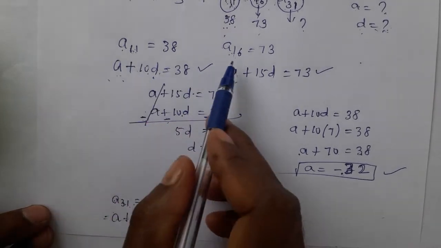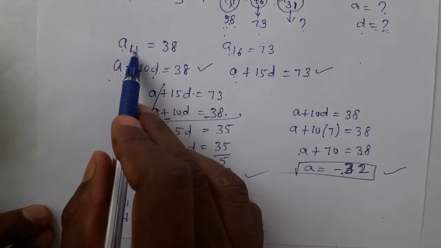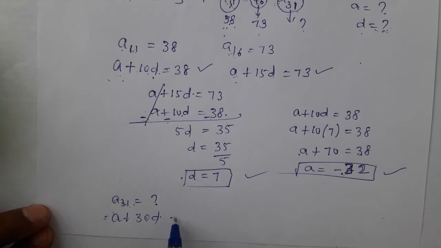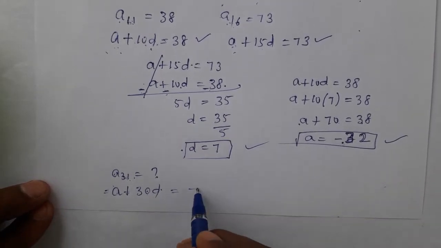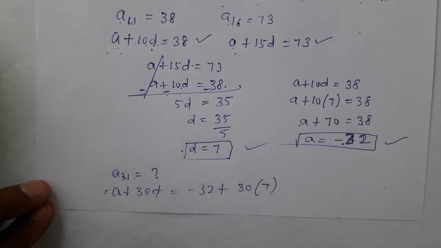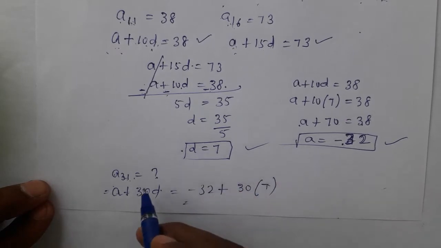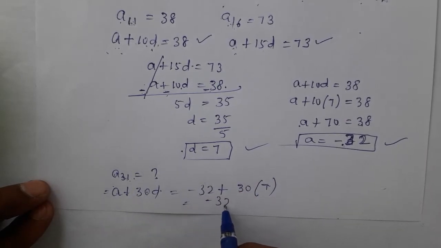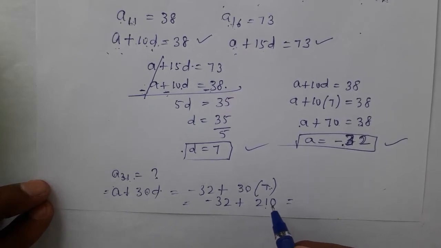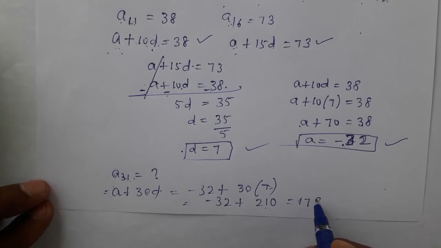11 becomes A plus 10D. 16 becomes A plus 15D. Just one less. 11 becomes 10, 16 becomes 15. Similarly 31 becomes 30, A plus 30D. A is what? Already we got minus 32, plus 30 into D, which is 7. See, once we get A and D, it is very simple to substitute here. 30 times 7 is 210. From 210, 32 is subtracted. How much will we get? 178. We will get the answer 178. Correct.